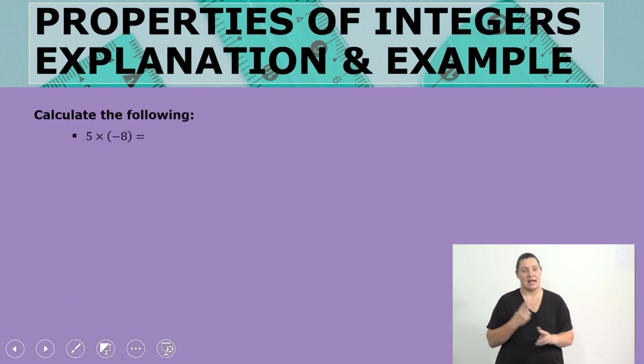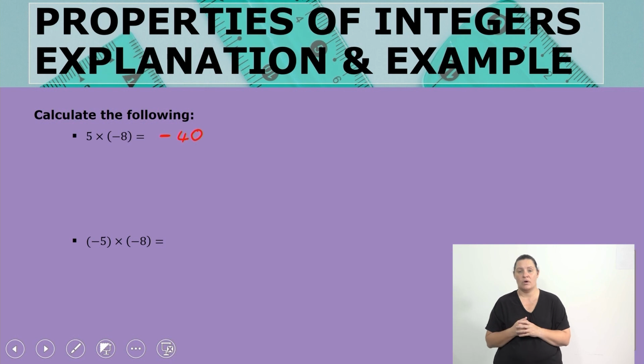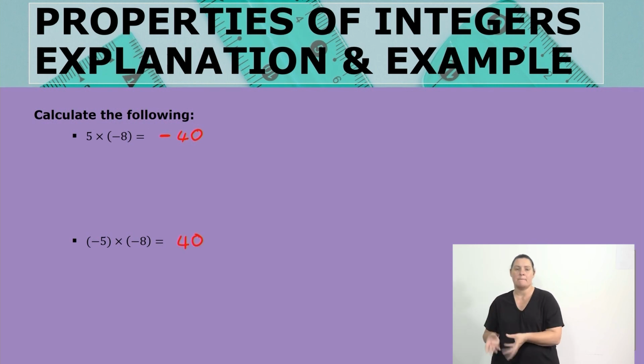So if I am again dealing with 5 multiplied by a negative 8, positive and a negative, that is going to give me a negative 40. So this is the commutative. We can swap them around. And here we have a negative and a negative. So a negative 5 multiplied by a negative 8, and that is going to give you a positive 40.